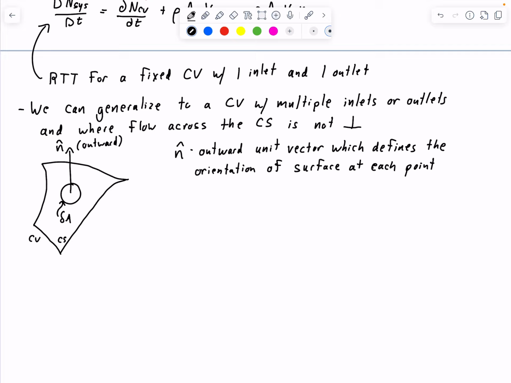So that's the unit vector. It's perpendicular to the surface, but flow is not necessarily moving perpendicular to your control surface. In fact, in this case, we're going to have flow which is represented by this vector v. This is your flow vector, your velocity vector.